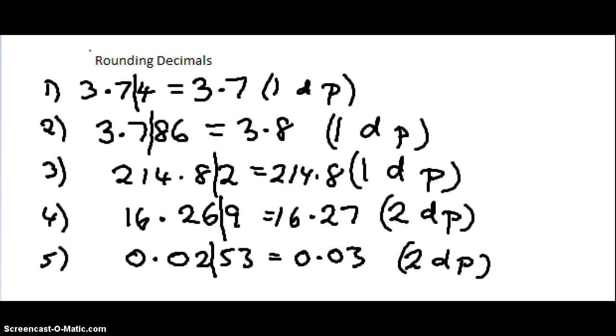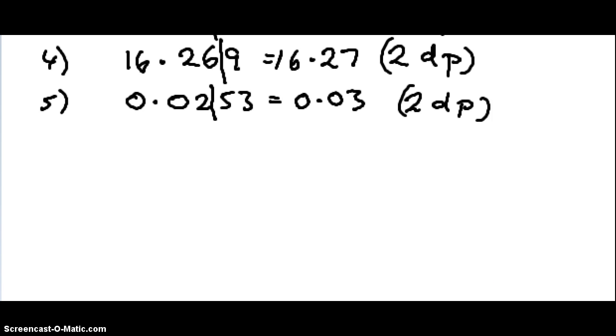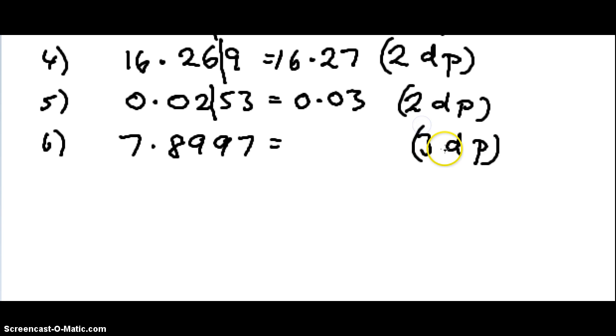Now in the same way, if we look at other numbers, say a larger number of decimal places, take a few examples here, let's say something like 7.8997, and let's go for 3 decimal places this time. So we notice here's our line, and we're looking at the 7 after the line, so the 7's telling me that I need to round up this 9.